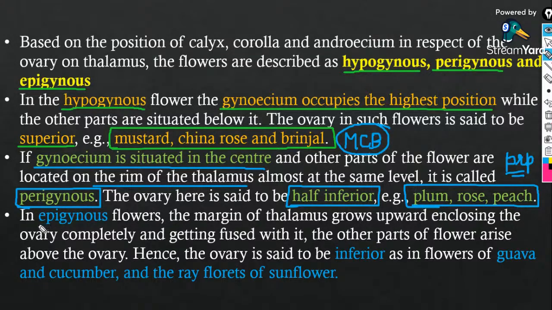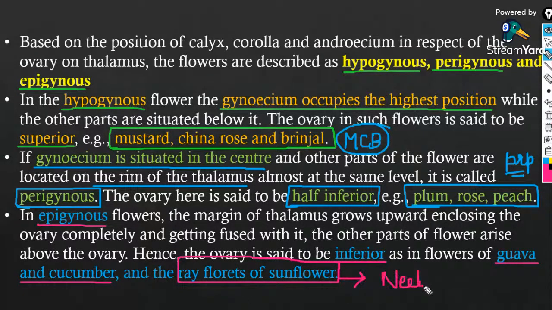And finally, it is the epigynous condition. Here what happens is the inferior ovary, as you can see in the flowers of guava and cucumber and ray florets of sunflower. Ray florets of sunflower, NEET 2020 question: ray florets of sunflower show what type of gynoecium position? Is it perigynous, or the epigynous condition with an inferior ovary?